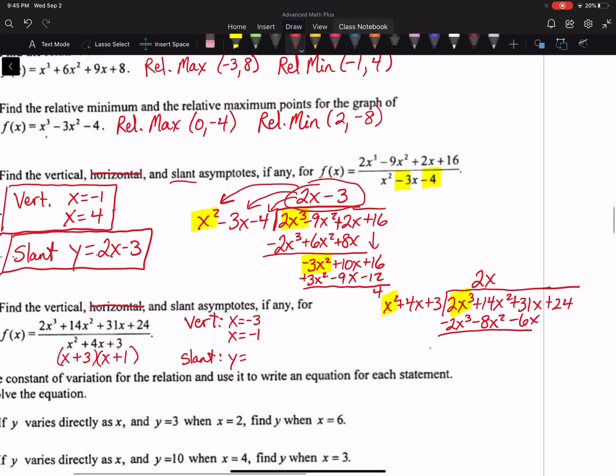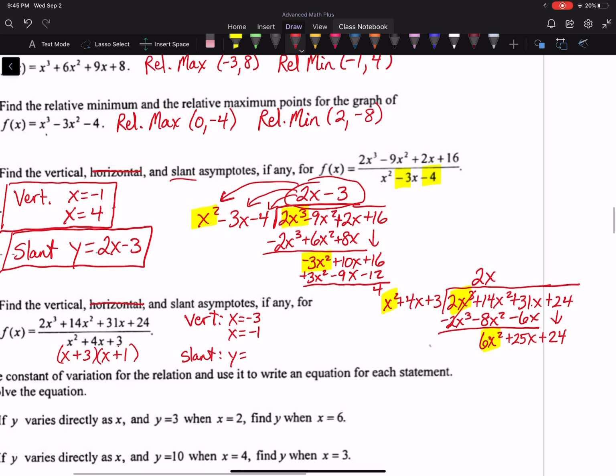And then we add them all up. So those will cancel like they're supposed to. 14 minus 8 is 6x squared. 31 minus 6 is plus 25x. Bring down your 24. And you play the game again. What x squared times what gives you 6x squared? And this time it is 6. So put a plus 6 at the top.